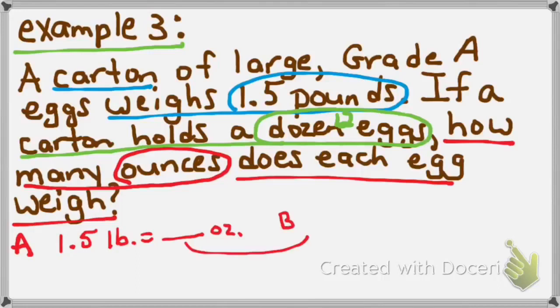We'll take that amount of ounces. That's the total amount for all 12, so we'll divide it by 12 to figure out how many ounces each egg weighs. Okay, so that's step A and step B. Let's see how it's done on the next page.